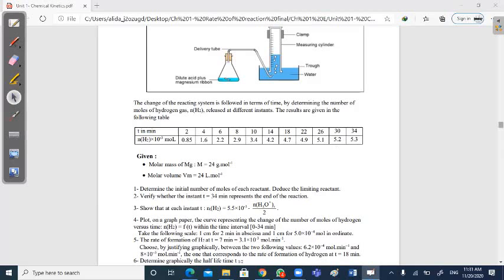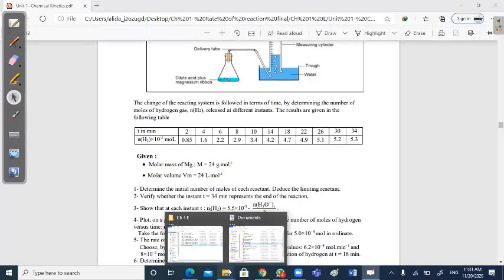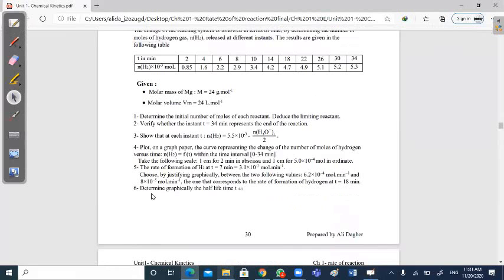Part 5. The rate of formation of H2 at t equals 7 minutes is given equal to 3.1 10 power minus 3 mole per minute. This is the rate at t equals 7 minutes. Choose, by justifying graphically, between the two following values: 6.2 10 minus 4 and 8 10 minus 5.